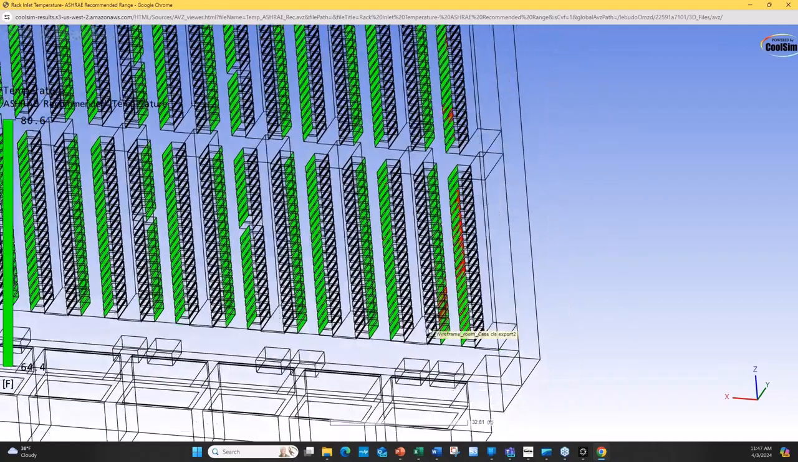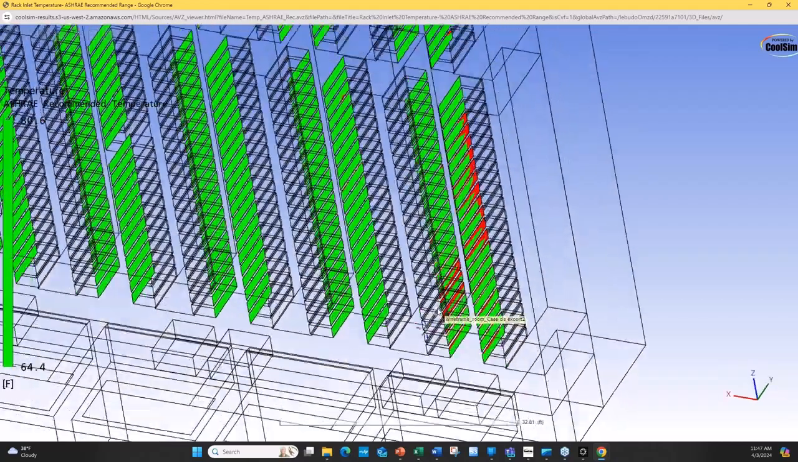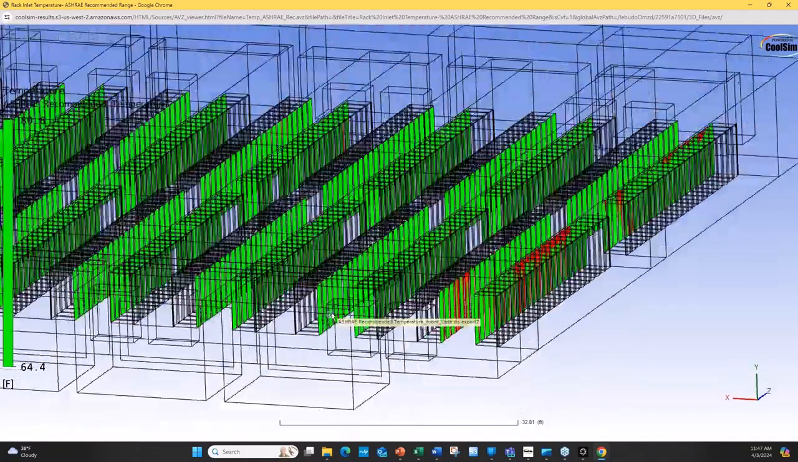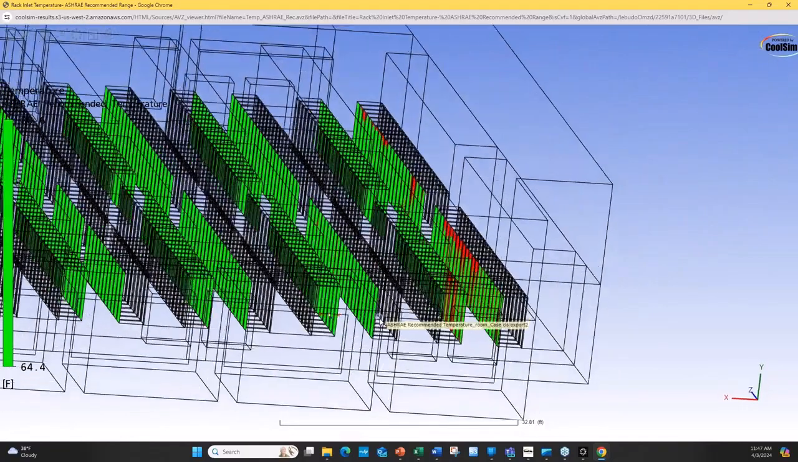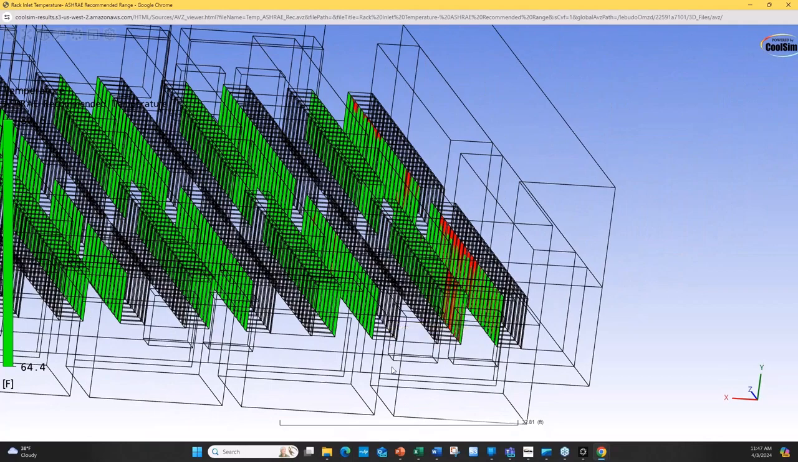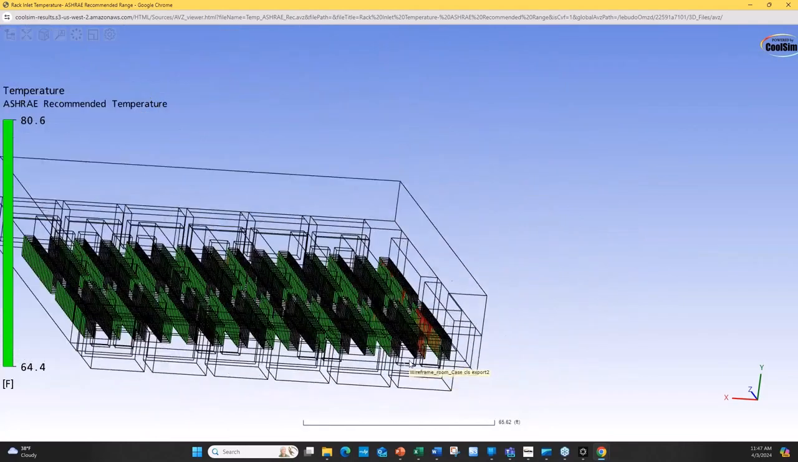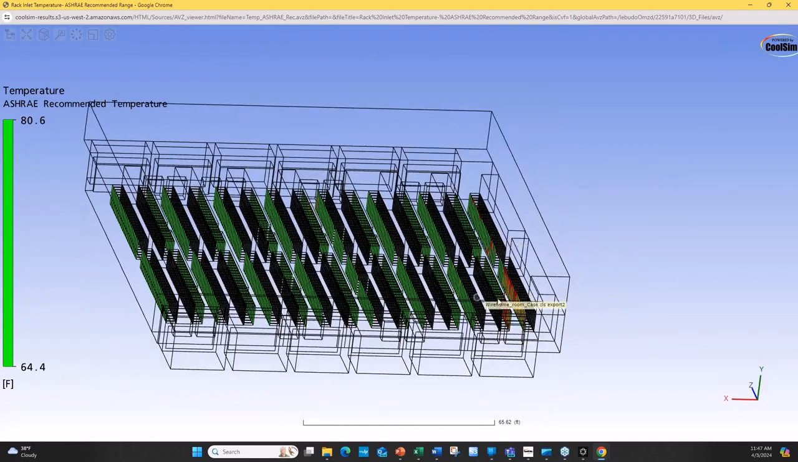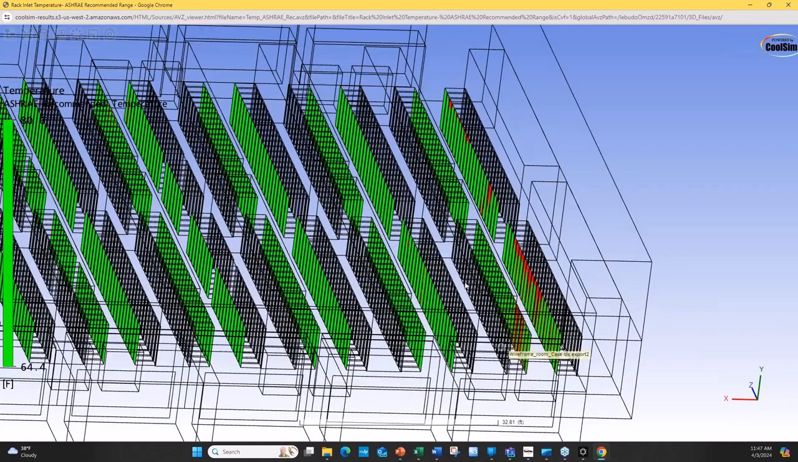And this is why average watts per rack, getting your racks in the right location, and getting your mass flow parameters right and your temperatures right tells you an awful lot about the data center. From this simple work that we've done, we know that this section of the data center is going to be problematic simply because of the geometry of the room.